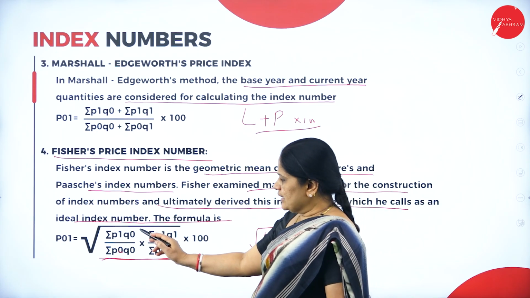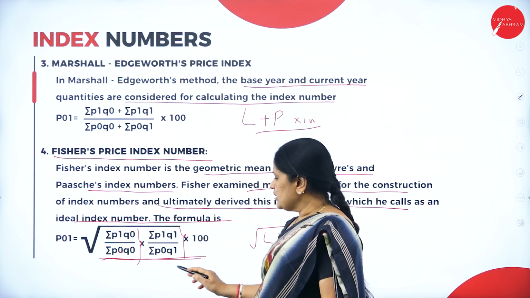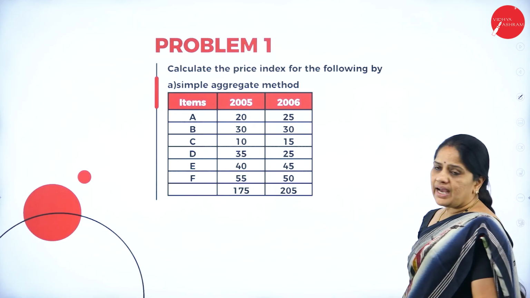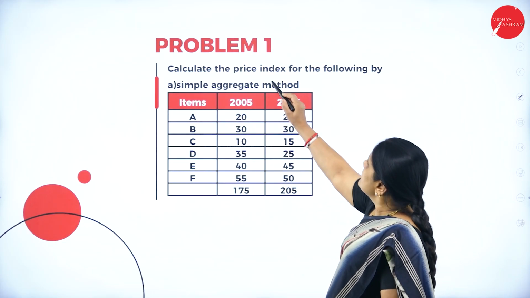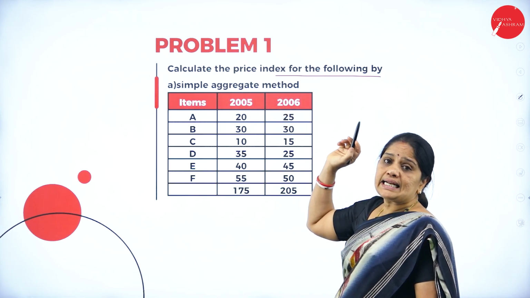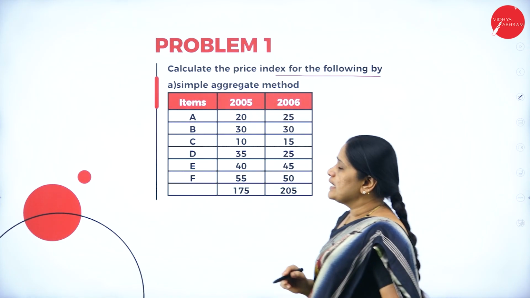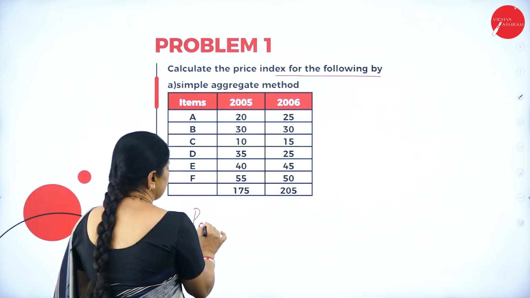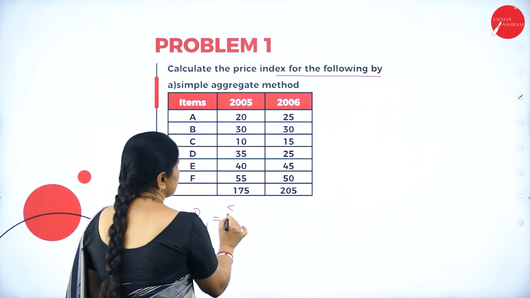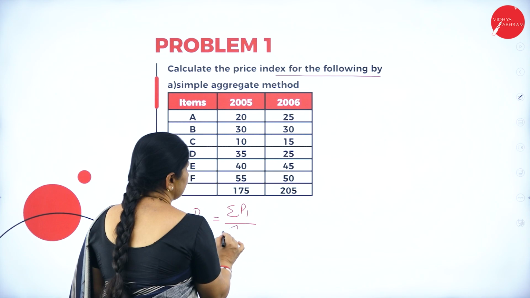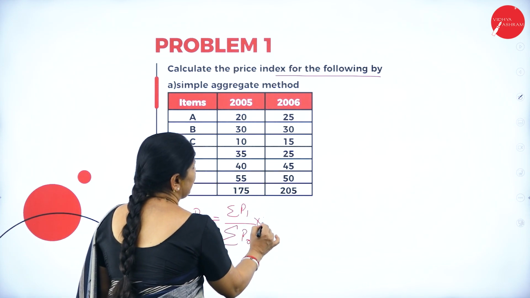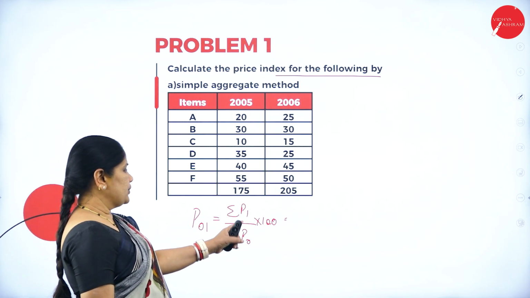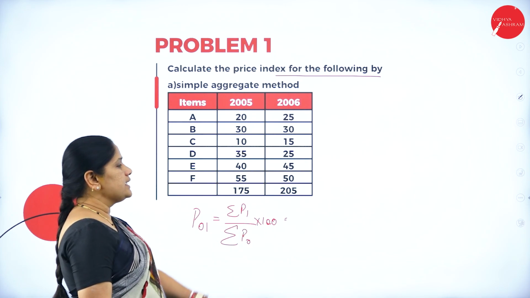So, this is nothing but last year's index number into past year's index number into 100. Here we have a problem: calculate the price index for the following by the simple aggregate method. So what is the formula for the simple aggregate method? P01 equals sigma P1 by sigma P0 into 100.